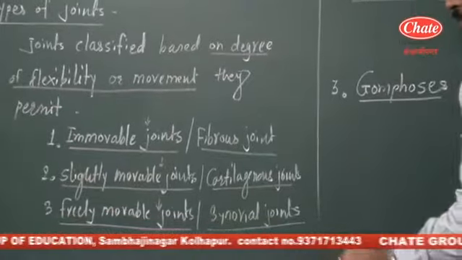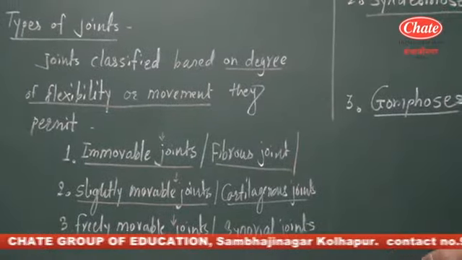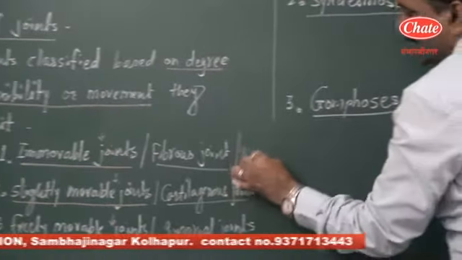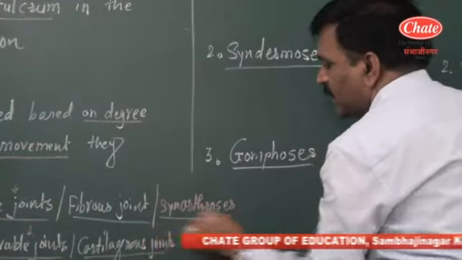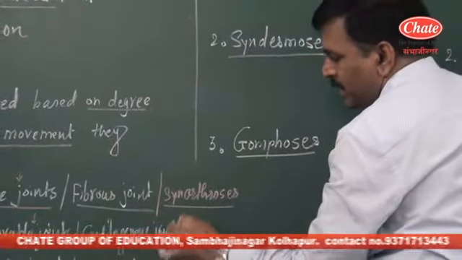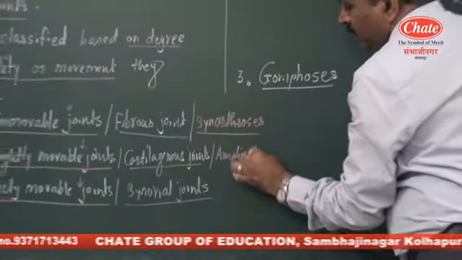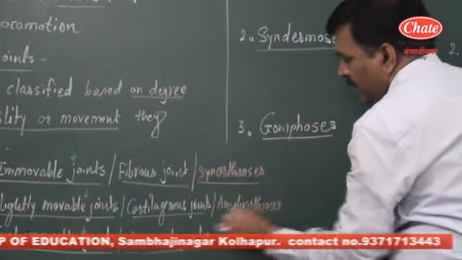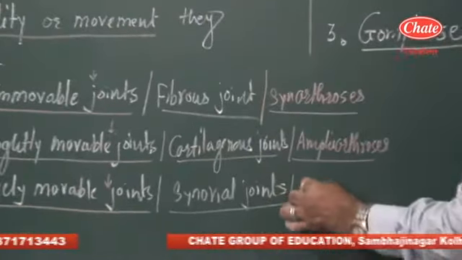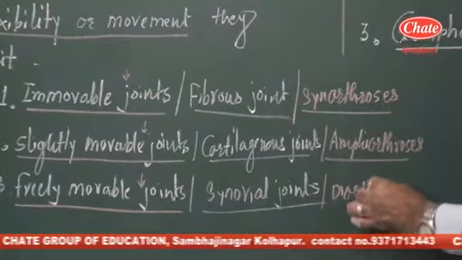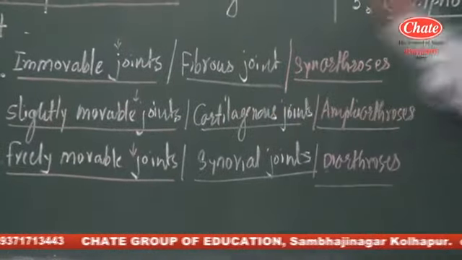Now when we use the biological term for each joint, the immovable joint, the fibrous joint, is also termed synarthrosis. The slightly movable joint, the cartilaginous joint, is termed amphiarthrosis. While the freely movable joint, the synovial joint, is termed diarthrosis. So these are the basic different types of joints.